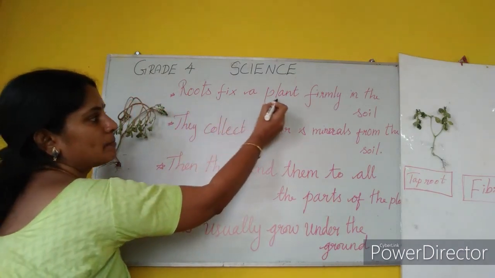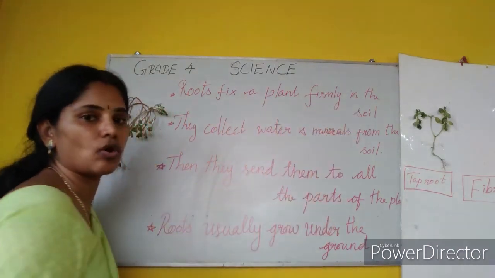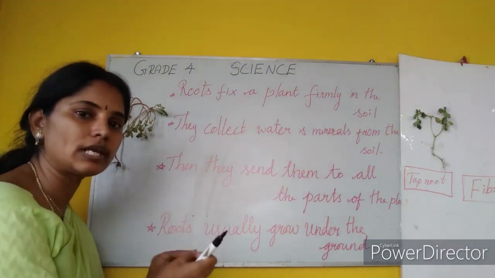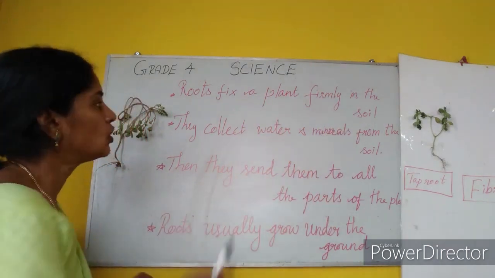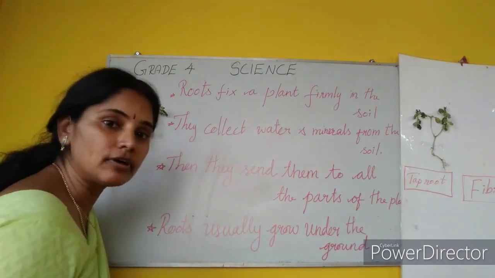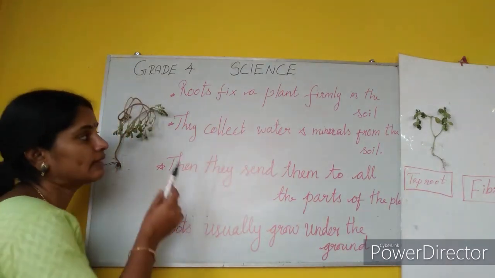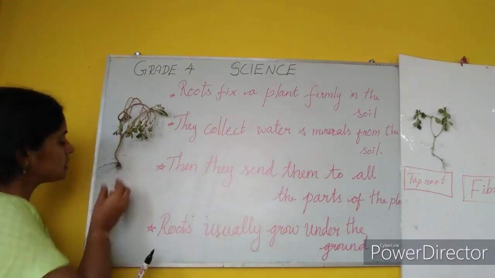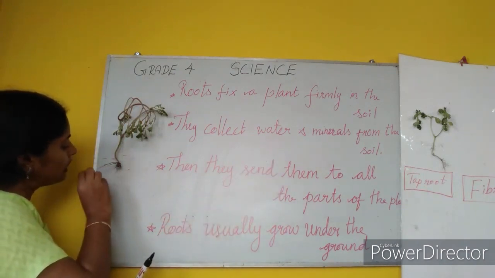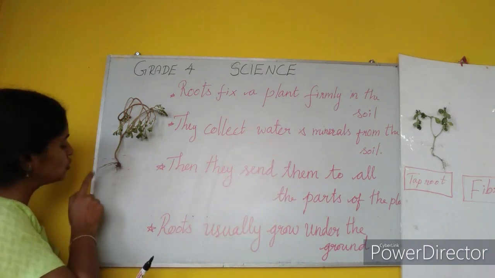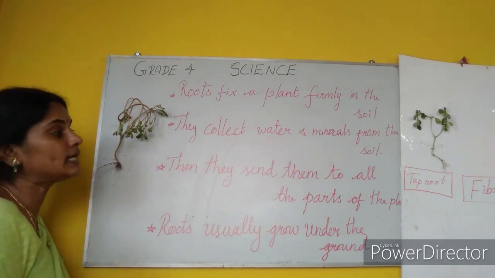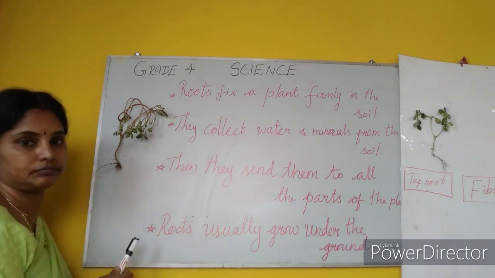Roots fix a plant firmly in the soil. Roots fix a plant firmly in the soil. They collect water and minerals. See, it is from the root only that the plant absorbs. This root only absorbs water and minerals from the soil.